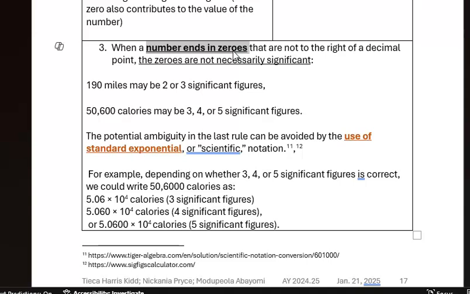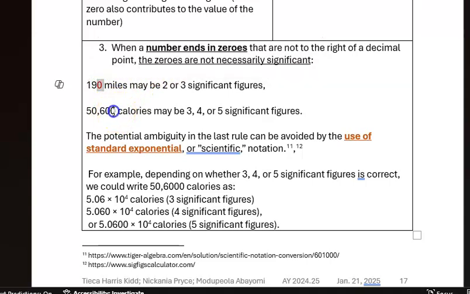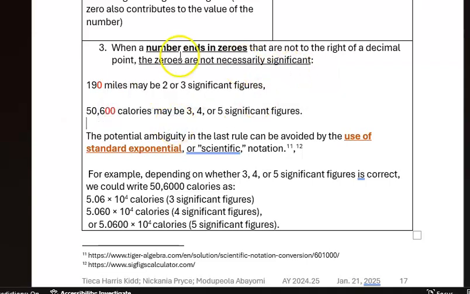When the number ends in zero, so let's look, 190 mile, it ends in a 0. 50,600 calories, it ends with zeros. They are saying the zeros are not necessarily significant. So this one may be 2 or 3 significant figures. This one may be 3, 4, or 5 significant figures.